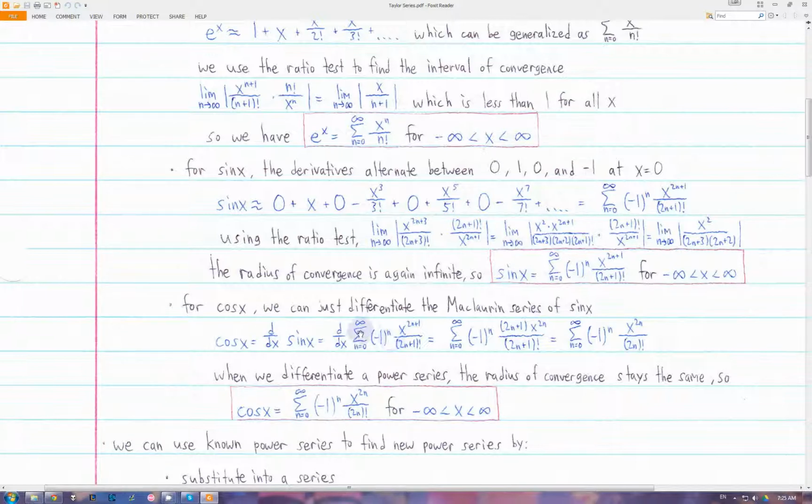So differentiating this Maclaurin series, we bring down the 2n plus 1, subtract 1 from the power, and then we can rewrite 2n plus 1 factorial as 2n plus 1 times 2n factorial. That allows us to cancel out the 2n plus 1. And then we just have negative 1 to the n, again as an alternating series, times x to the 2n over 2n factorial. And remember, when we differentiate or integrate a power series, the radius of convergence stays the same. So this Maclaurin series for cosine x has an infinite radius of convergence.